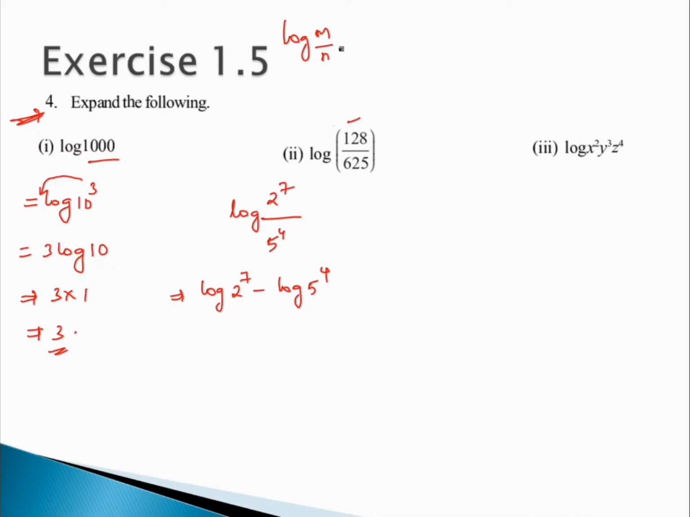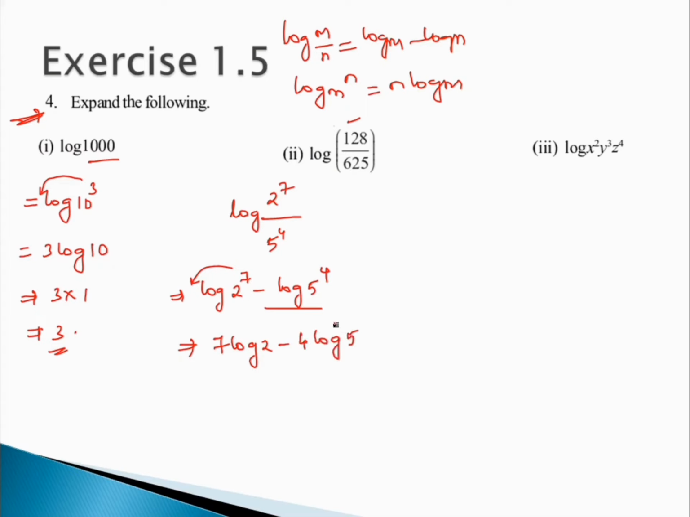Log of m by n, which is log m minus log n directly. So by using that, I wrote up this equation. Now I can shift this number over here. How am I shifting that number? I can use one more formula. This is your required formula. Okay, so here I am left over with log 4 of log 5 directly. So this is your required form, expanded form.